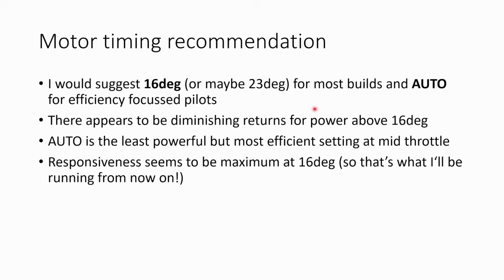And this allows us to make a recommendation for motor timing. I would suggest 16 degrees for most builds, and maybe 23 degrees if you're looking for maximum possible power, but you will be giving up some responsiveness to get that. The auto setting is perfect for pilots who are just interested in efficiency and maximum flight times, because it does provide slightly more efficiency than any of the fixed timing settings over the whole throttle range.